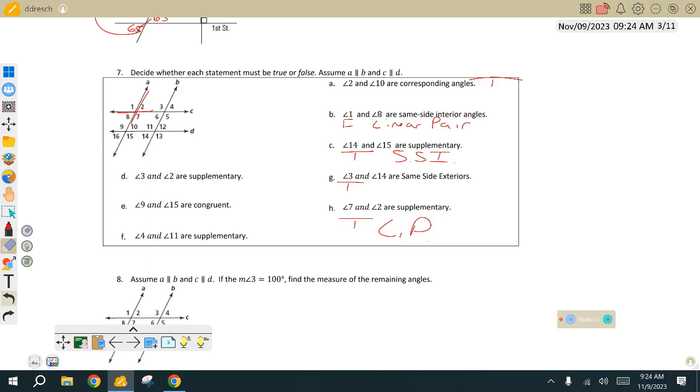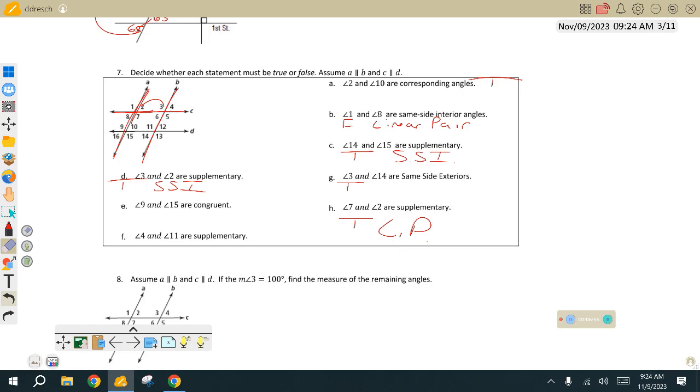3 and 2 are supplementary. 3 and 2, go find 3 and 2. Another yes. Again, I highlight those lines, just to focus in on those two. We get ourselves another same side interiors, don't we? They're in between A and B, same side of the transversal C. That's another same side interior.